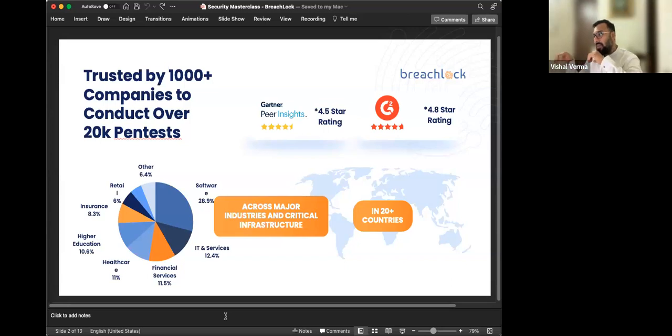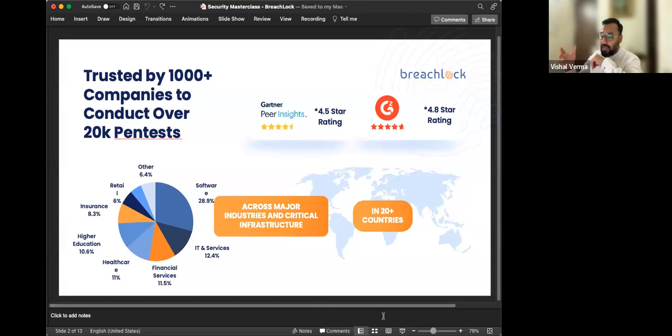And that's where it directly gets in line with the agenda and theme of the security masterclass: how to accelerate growth and move application releases into production, making them more secure and robust rather than vulnerable, right? One more thing about BreachLock is that it is rated 4.5 on Gartner Peer Insights and 4.8 stars on Gartner G2 reviews. So that's a brief introduction about BreachLock.